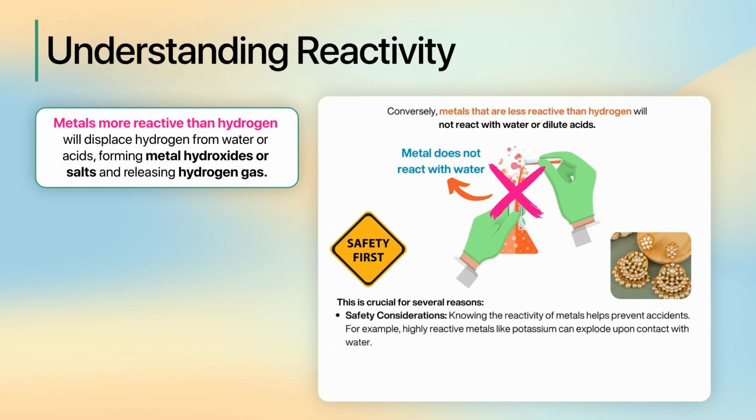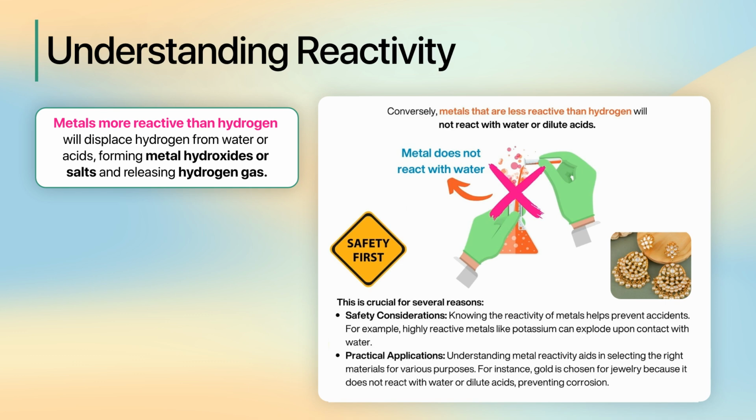There are safety considerations, so knowing the reactivity of metals helps prevent accidents. For example, highly reactive metals like potassium can explode upon contact with water. There are also practical applications, so understanding metal reactivity aids in selecting the right materials for various purposes. For instance, gold is chosen for jewelry because it does not react with water or dilute acids, preventing corrosion.